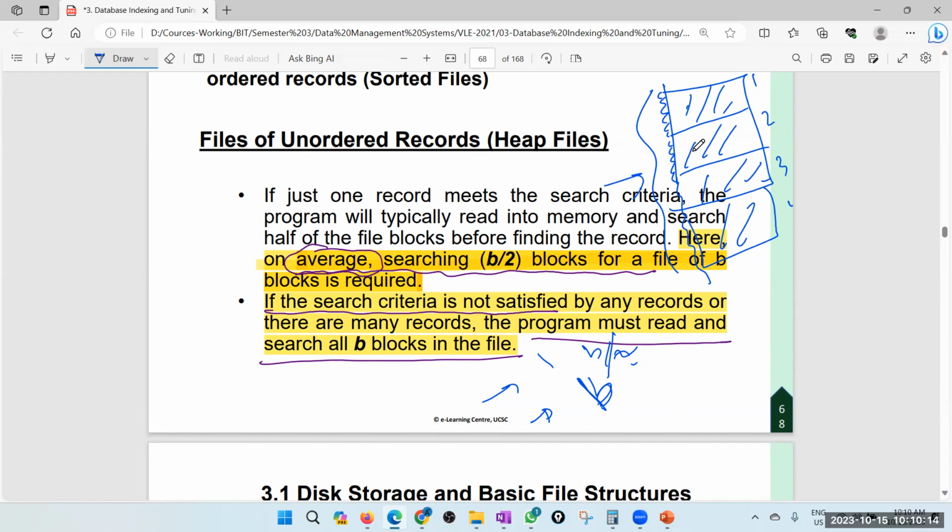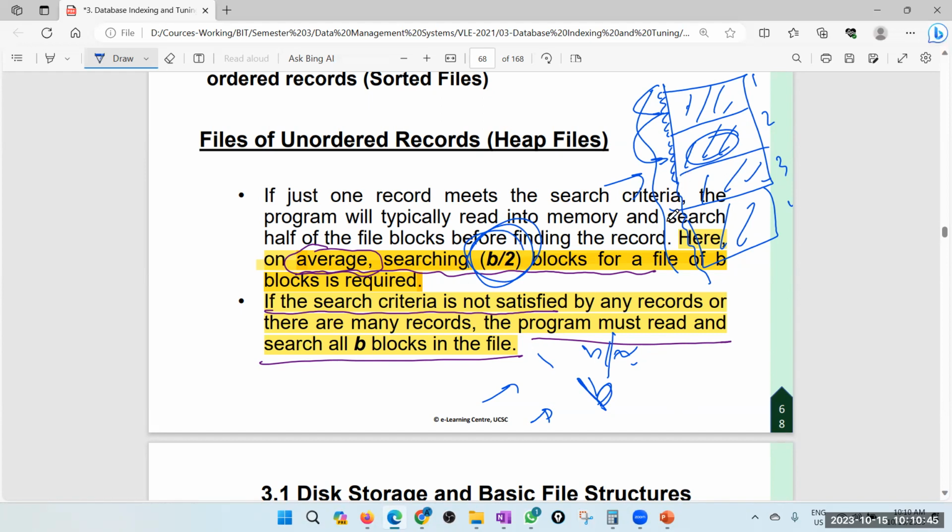Because you don't go directly to the second block. You first search the first block and then search the second block. If you find it in the 80th block, you have accessed 80 blocks. If you find it in the 10th block, you have accessed 10 blocks. If you find it in the 50th block, you have accessed 50 blocks. So therefore, on average, the number of blocks needed is B by 2.